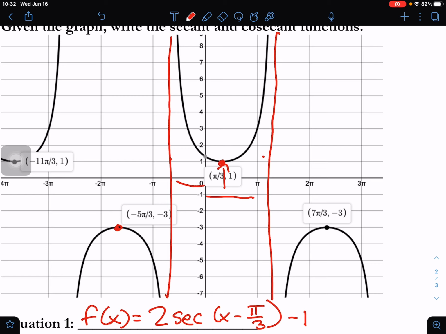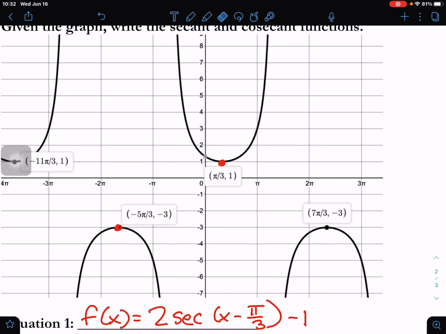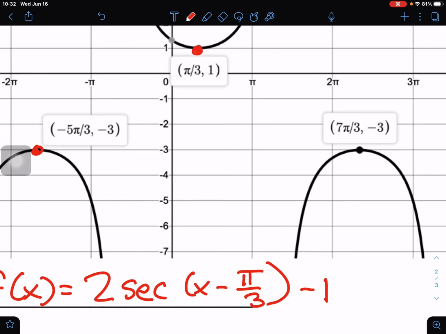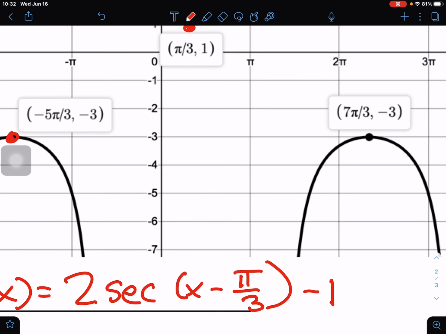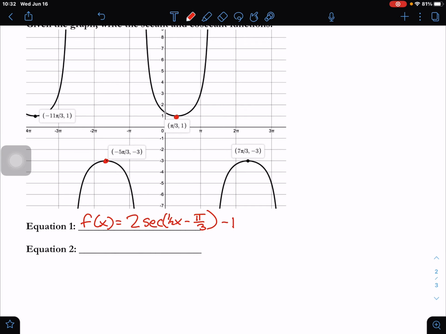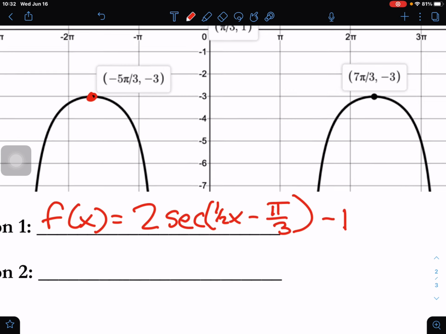Which is actually a distance of 2 pi, which is actually different from the standard function. The standard function would be 1 pi. Which means that this should also be a 1/2, if I'm doing this correctly. So I think that's good for that.